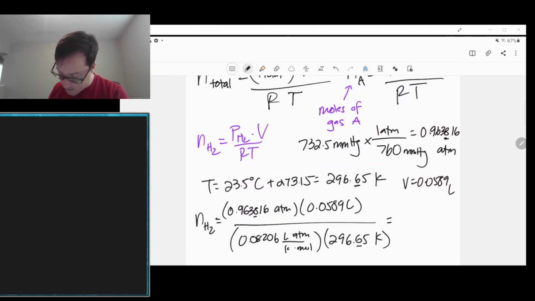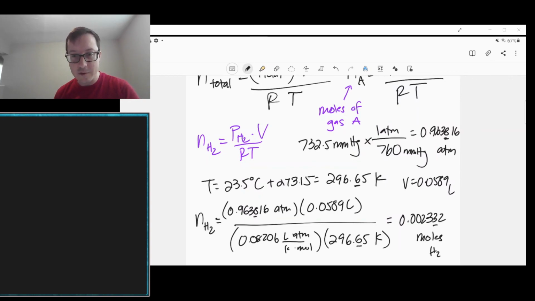So 0.963816 times 0.0589 divided by 0.08206 divided by 296.65. We get 0.002332, which is going to round to 3 sig figs, and that'll be our moles of hydrogen, which means, thank goodness, we're going to end up with a percent yield that's lower than the theoretical, which is our actual is lower than theoretical, which is a good thing. All right, it's something that makes sense.